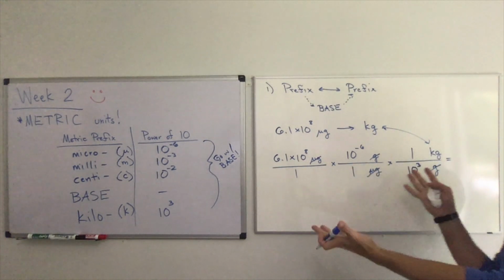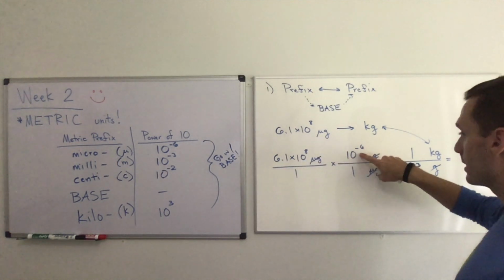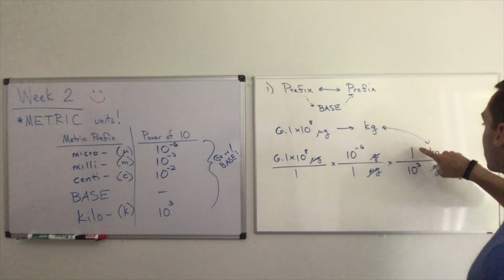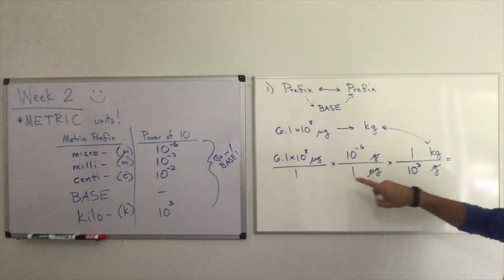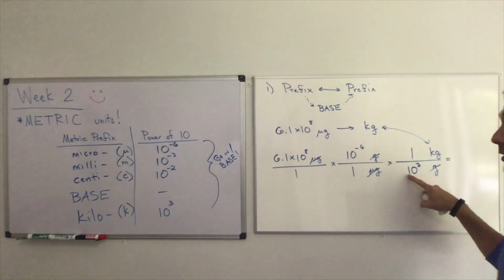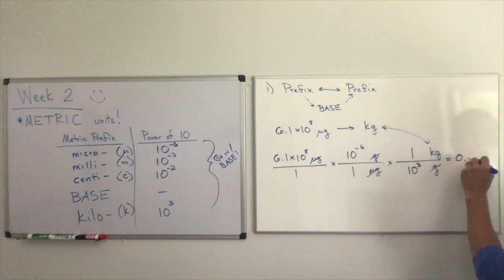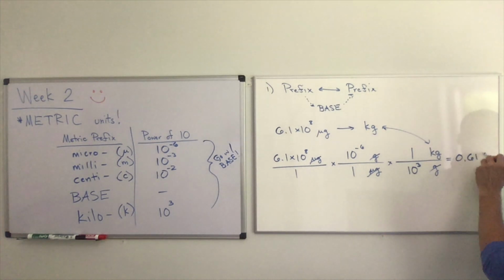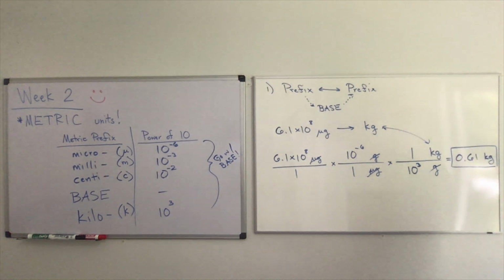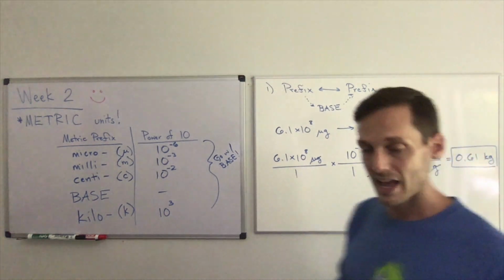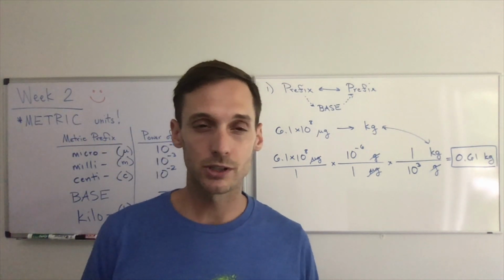And then we just have to do some math. 6.1 times 10 to the 8th times 10 to the minus 6th times 1 divided by 1 divided by 1 divided by 10 to the third. Okay? And so what you should end up getting, if you plug that into your calculator correctly, you should get 0.61 kilograms.